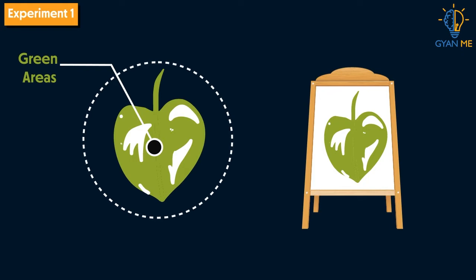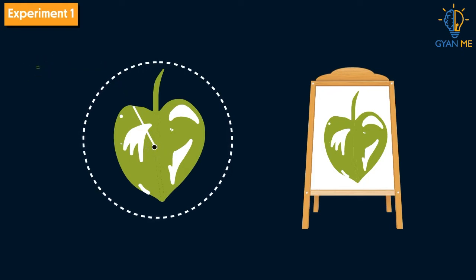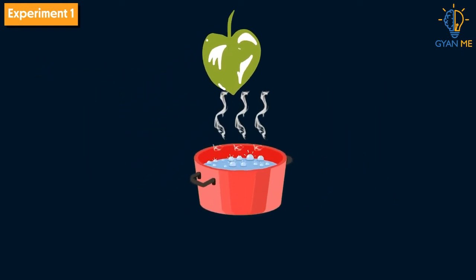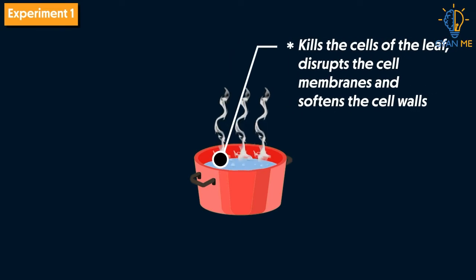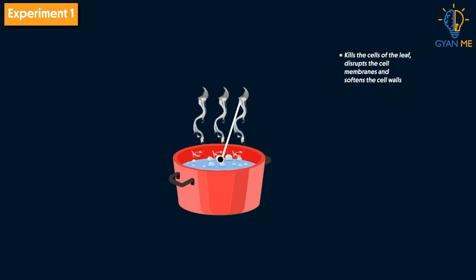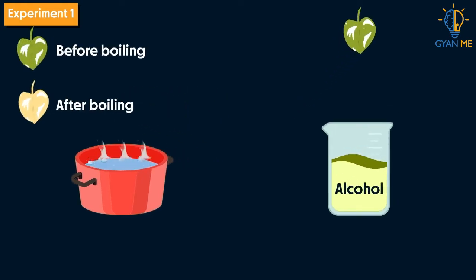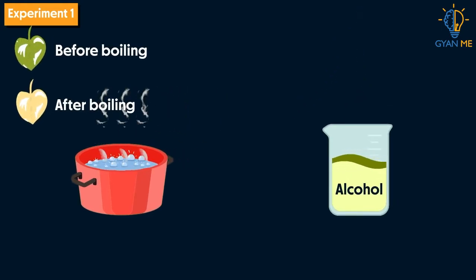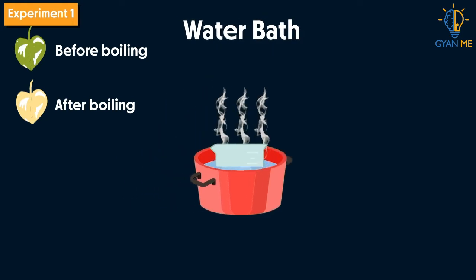After marking the green areas, let's dip the leaf in boiling water for a few minutes, which kills the cells of the leaf, disrupts the cell membranes, and softens the cell walls. After this, we immerse the leaf in a beaker containing alcohol and carefully place the beaker in a water bath and heat it till the alcohol begins to boil.